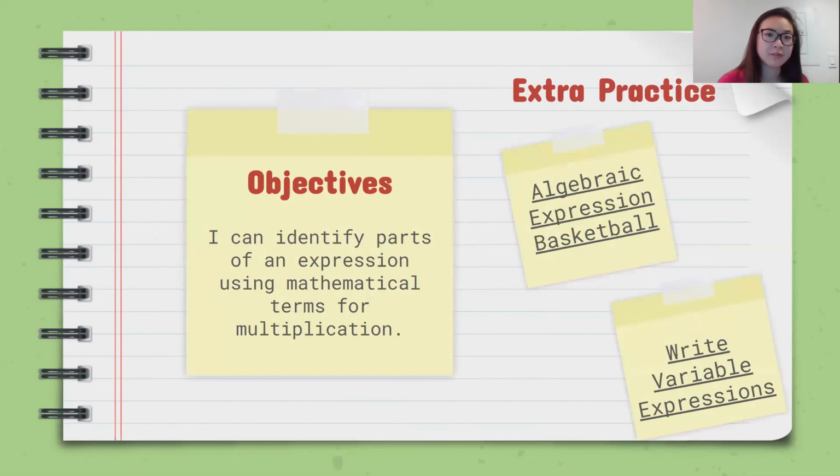So again, our objective for today was I can identify parts of an expression using mathematical terms for multiplication. So we learned like product, coefficient, variable, term. We learned all those and used those while we were talking. And then we also learned to expand expressions using multiplication and those mathematical terms together. So you expanded the coefficient and then you had the variable as well and then multiplied them all together. So that was just a little example of what we covered today that went with our objectives.